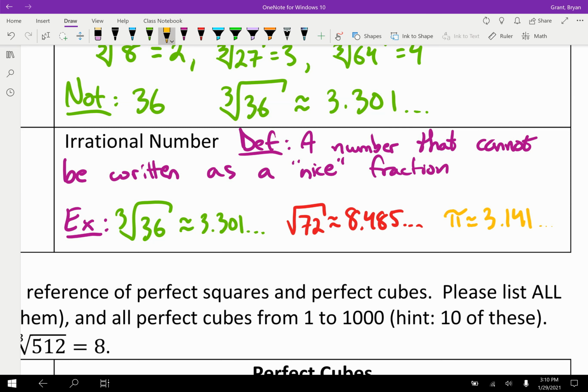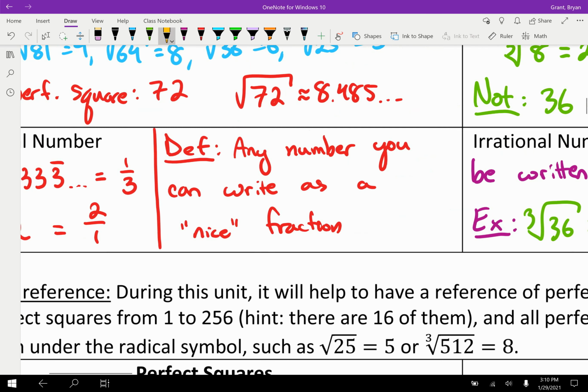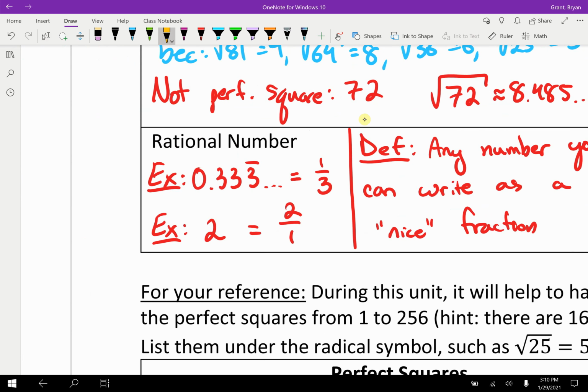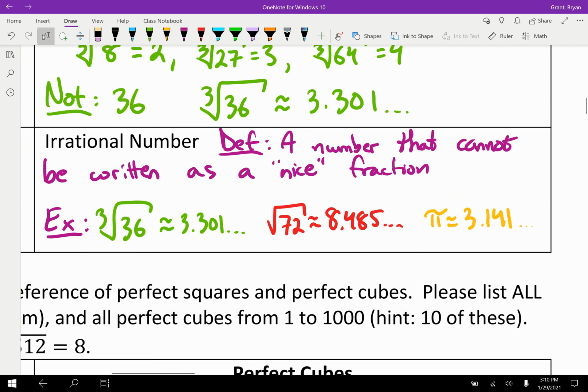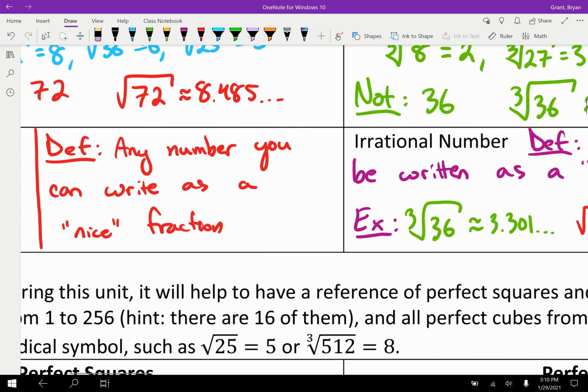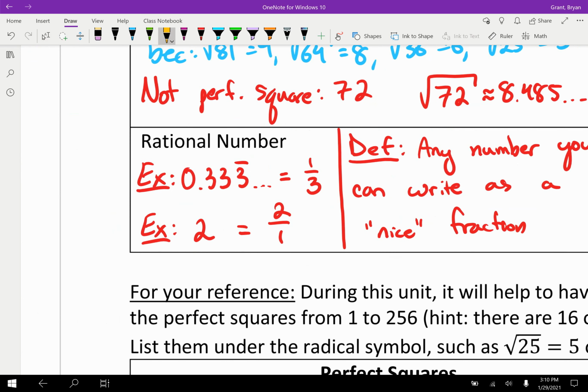Now, what do these have in common? Well, they are all decimals, but 0.33333 is a decimal. Really what they have in common is they are all decimals that don't have a pattern in the numbers past the decimal, right? 0.33333 has a pattern. It's all threes.